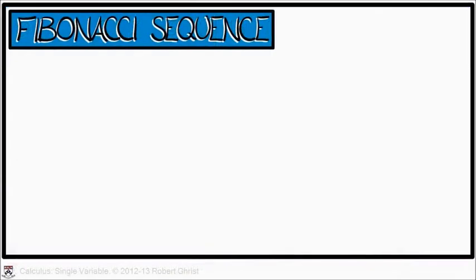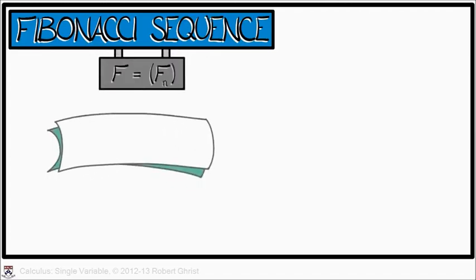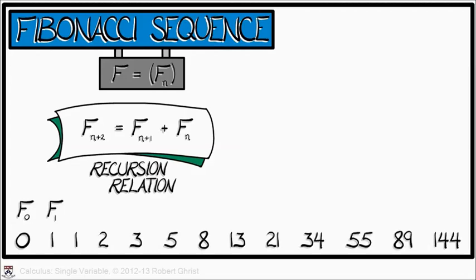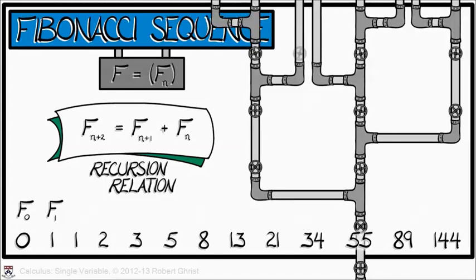The Fibonacci sequence is a sequence. We'll denote it f sub n, and it is defined through the recursion relation f sub n plus 2 equals f sub n plus 1 plus f sub n. And so beginning with the first two terms, 0 and 1, one computes the remaining terms by summing up the previous two. Now, people have found the Fibonacci sequence hiding in all sorts of natural objects.